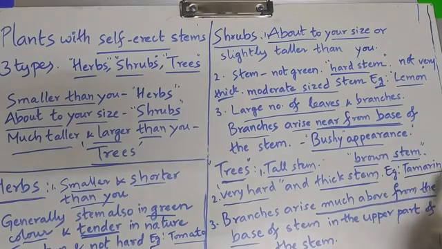If you take the tamarind, banyan, peepal and neem plants, all these are trees. Branches arise much above the base. In shrubs, branches arise near the base, whereas in trees, branches arise much above the base of the stem, in the upper part of the stem. These branches bear leaves.